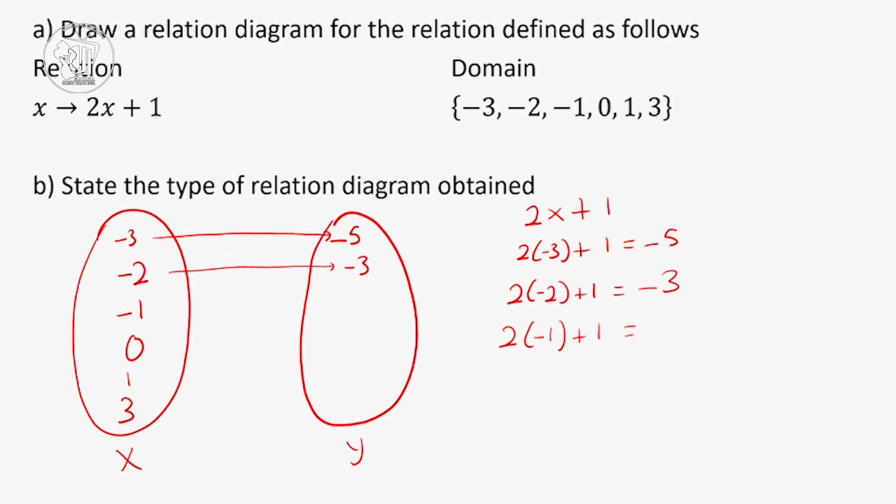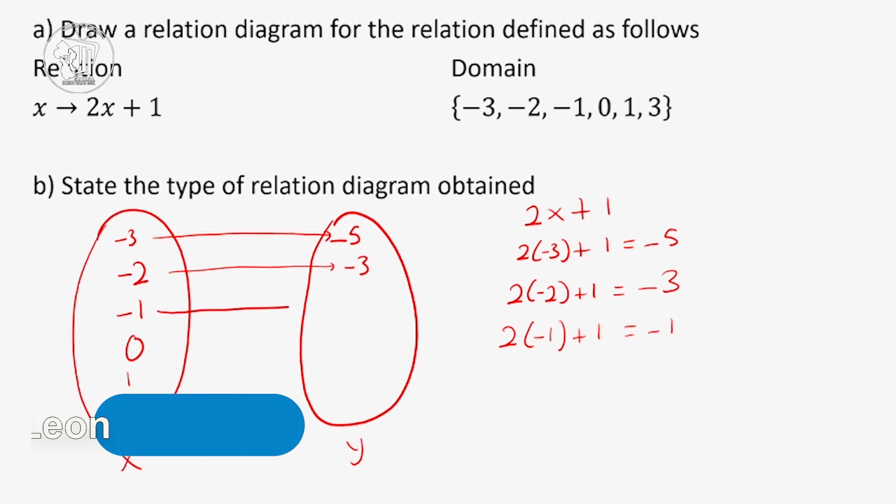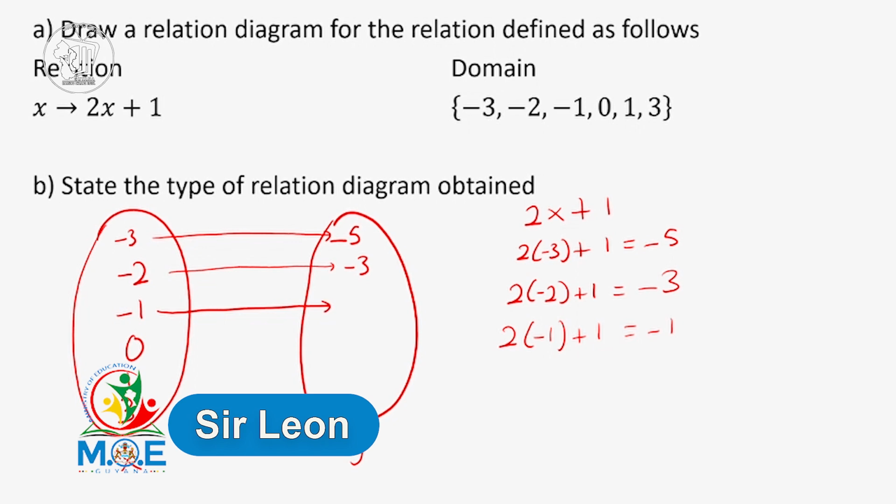So -2 plus 1 would be -1. So -1 will be mapped onto -1. Then we have 0. So 2 times 0 plus 1. 2 times 0 is 0. 0 plus 1 would be 1. So 0 will be mapped onto 1.